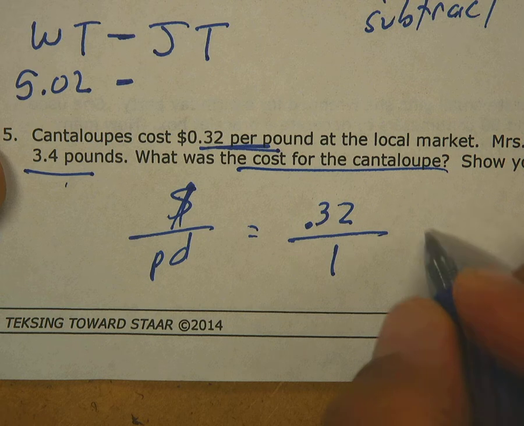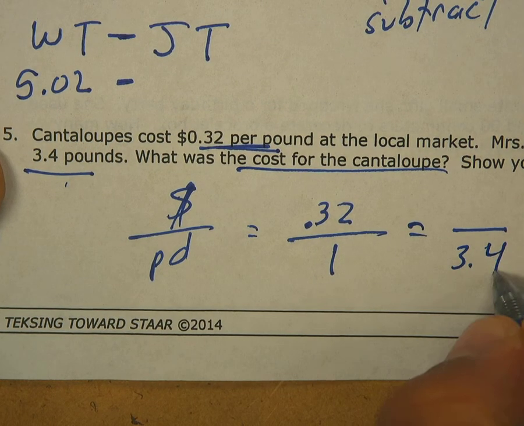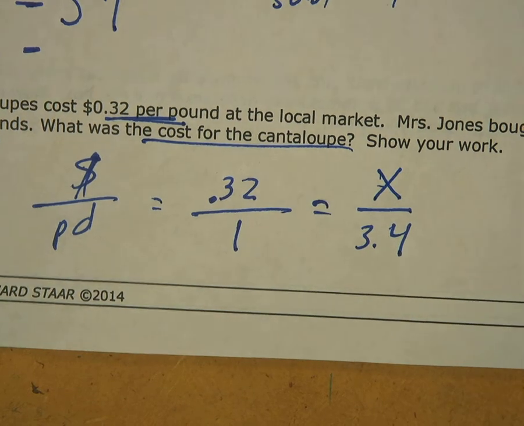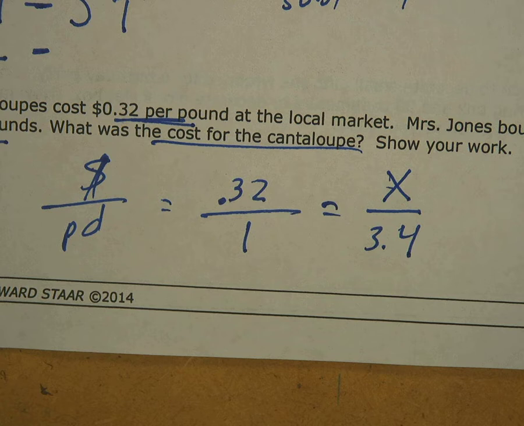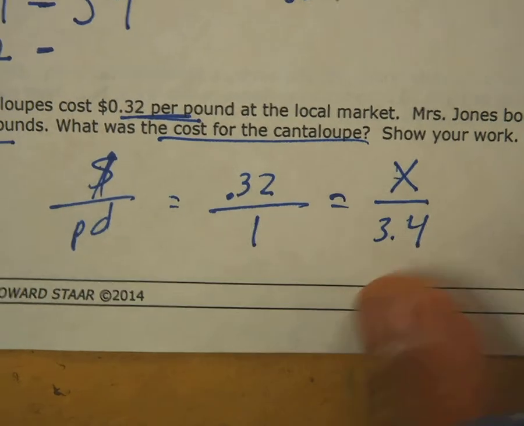So the other one weighs 3.4. Well, how much does it cost? Set up a proportion, and don't forget how to solve proportions, and you get your answer.